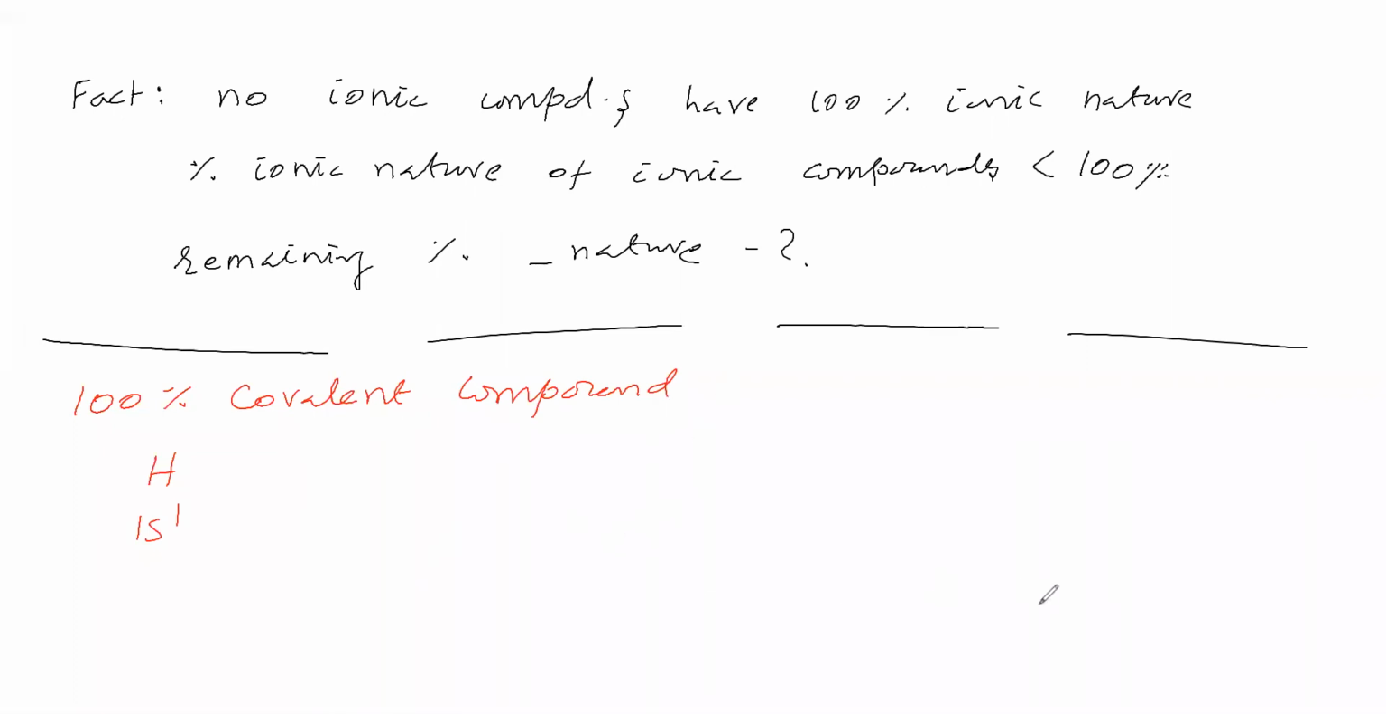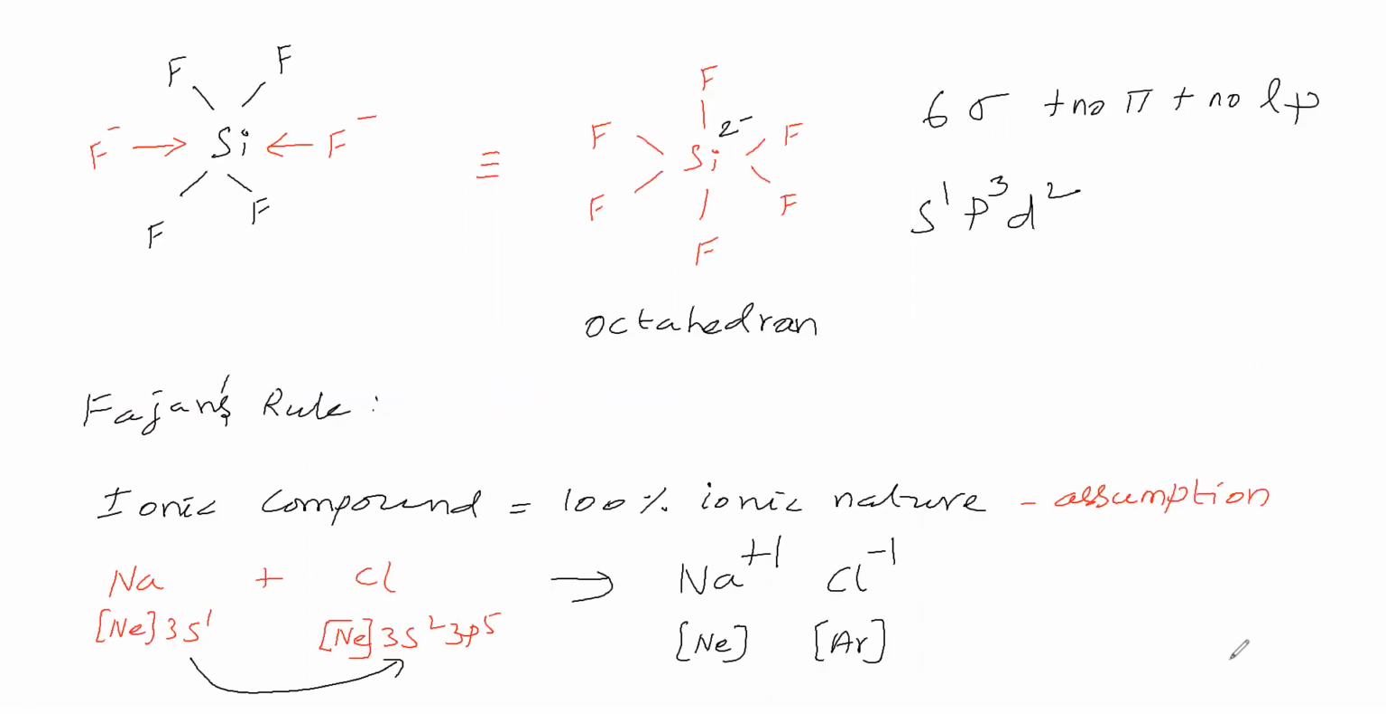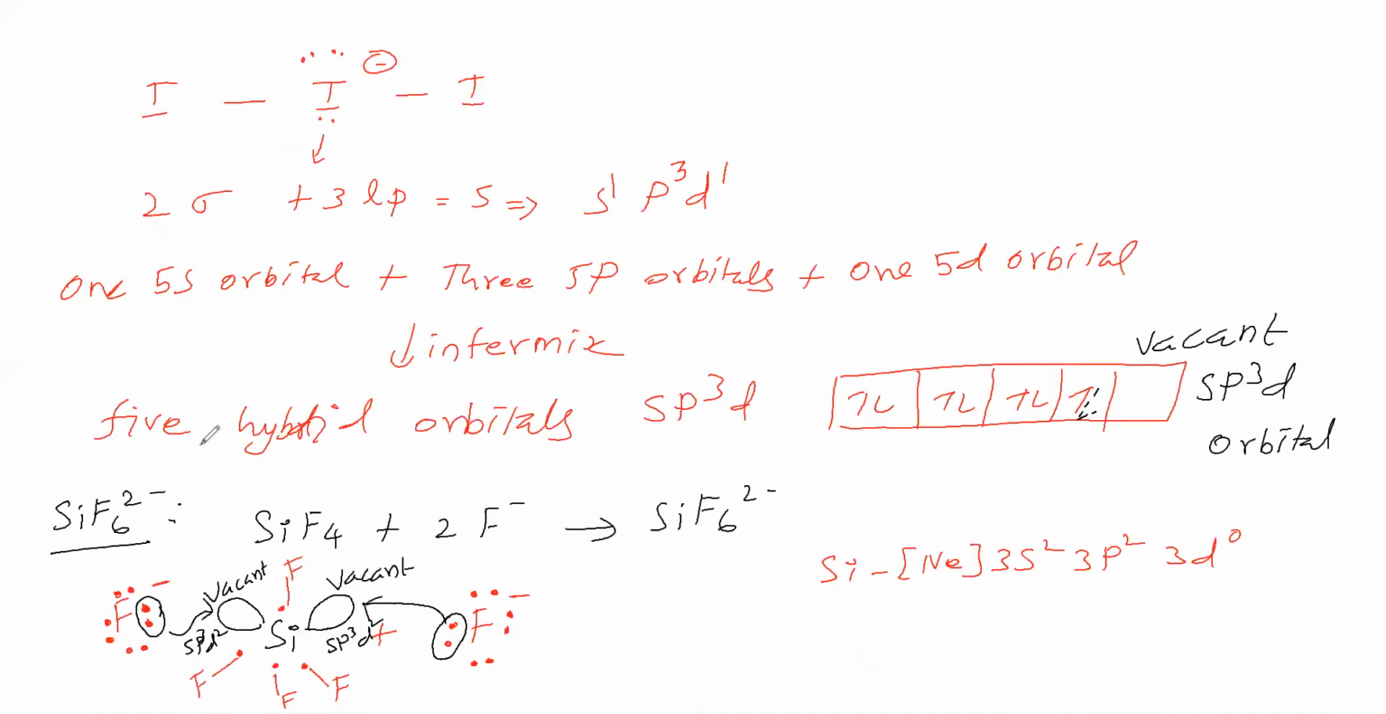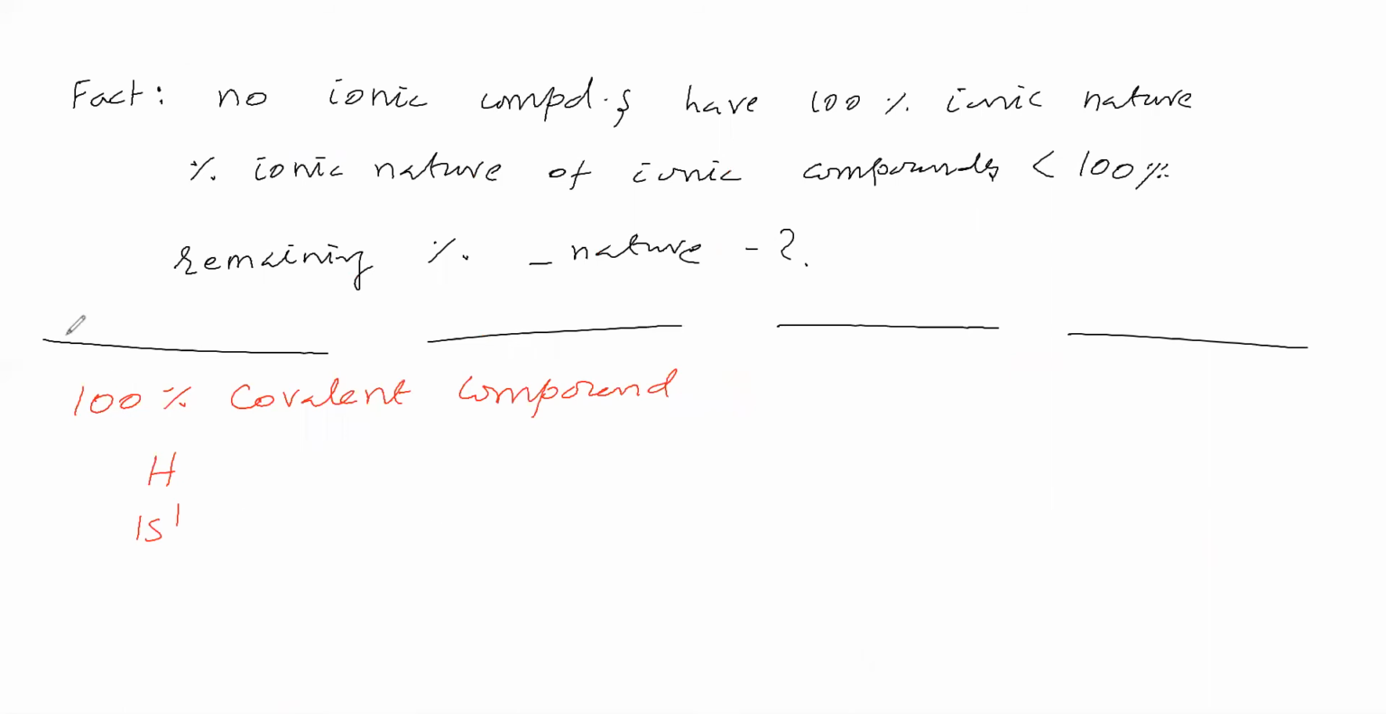Now we will see this regarding Fajan's rule. In Fajan's rule, for ionic compound we said 100% ionic nature. Next we go for covalent compound, 100% covalent nature. Before this we discussed the dative bond. Now, in the continuation of Fajan's rule, we have considered 100% covalent compound.